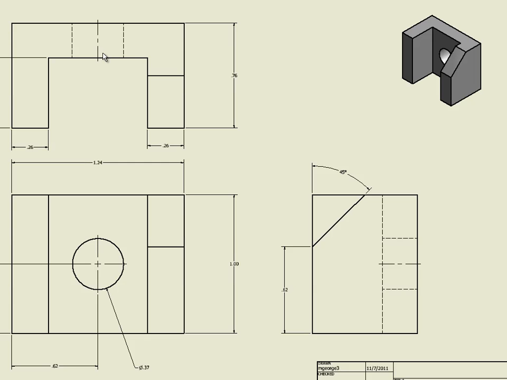Let's count them up. 1, 2, 3, 4, 5, 6, 7, 8, 9, 10, 11. So 11 dimensions. I think that's the minimum amount to build this part. In the next video, we'll look at the next part.